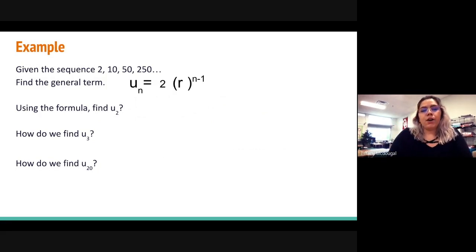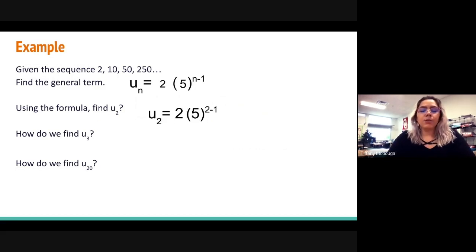And now I want to figure out what my common ratio is. Just like before, I can see that this sequence is moving by a multiple of 5. So I'm going to go ahead and switch out r for the number 5. And that is my general term. Those are the only two things I need to switch out. Now this formula is ready to go, and I can find any term that I want with it.